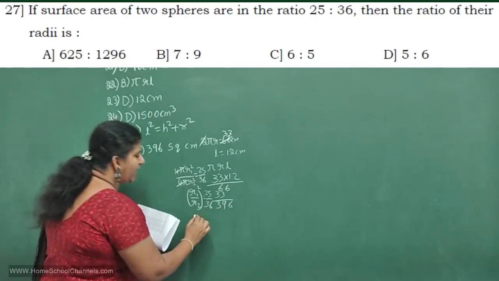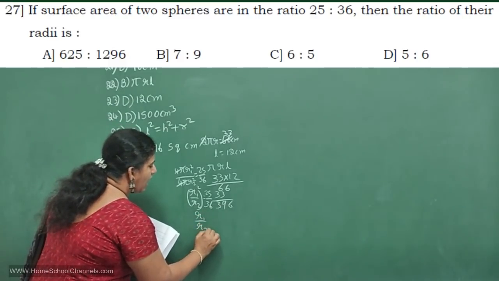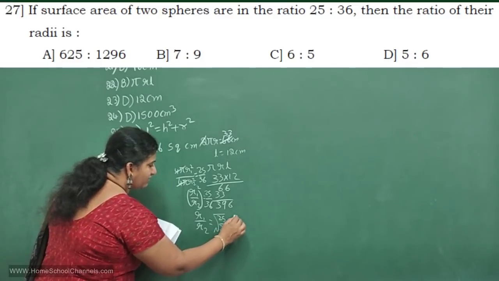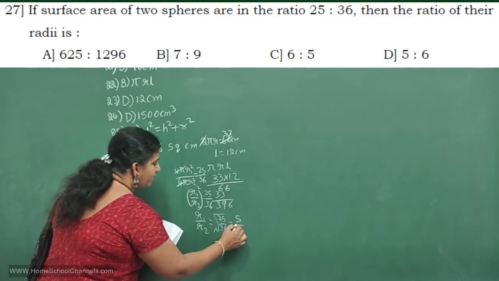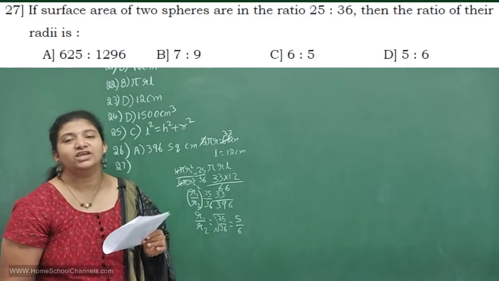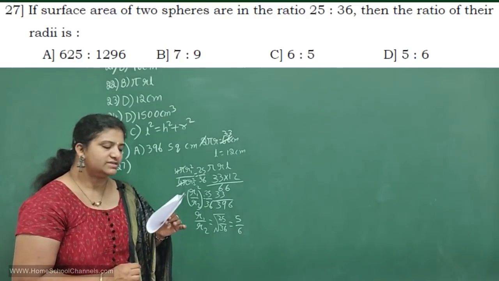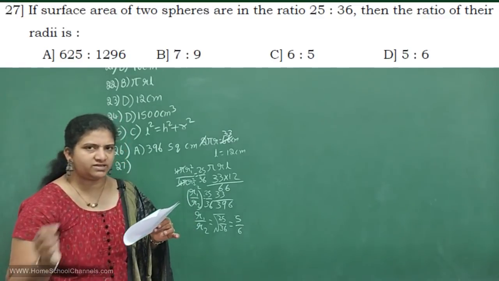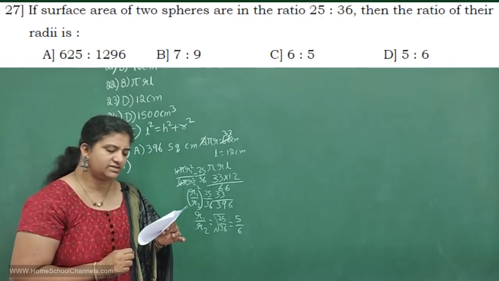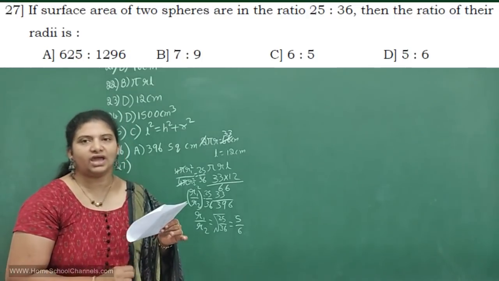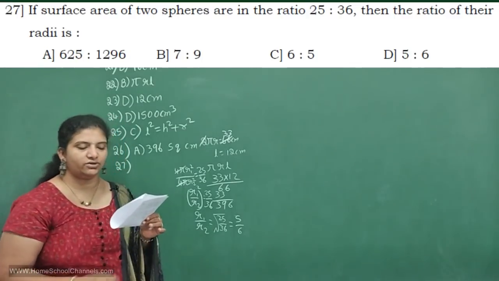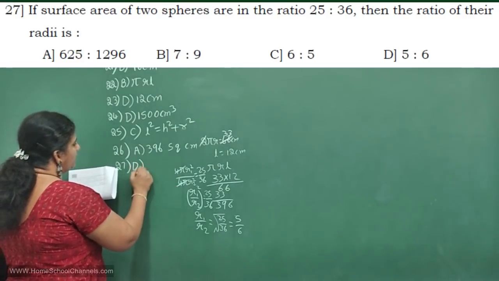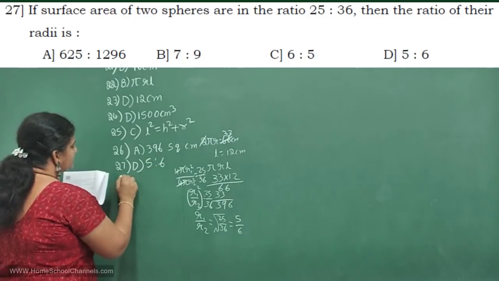Remove this square, apply square root. R1 by R2 is equal to square root of 25/36. That will be 5, 5 5s are 25, 6 6s are 36. Your answer is 5:6. Let me read the question again. The surface area of two spheres are in the ratio 25:36, then the ratio of their radii R1:R2 is equal to 5:6. Your option is option D, 5:6.